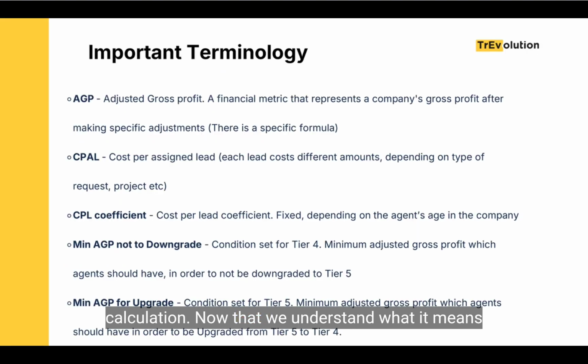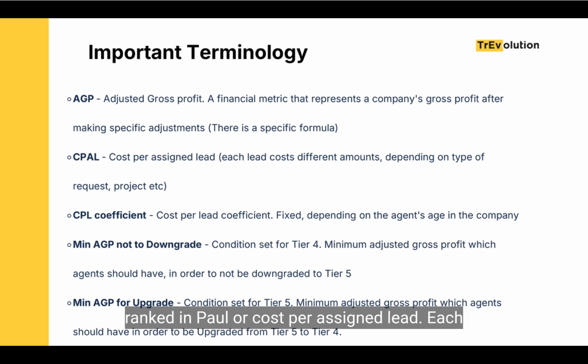Now that we understand what it means to be in Tier 5, we will see what brings agents down to Tier 5. Before that, let's have a look at some important terminology used to calculate performance. AGP, or Adjusted Gross Profit, a financial metric that represents a company's gross profit after making specific adjustments. This formula is what determines the tiers agents are ranked in.